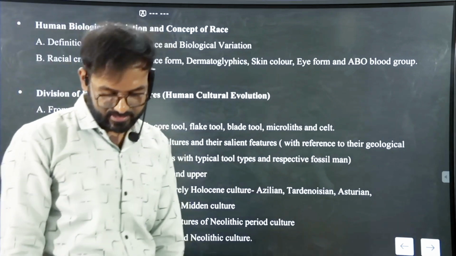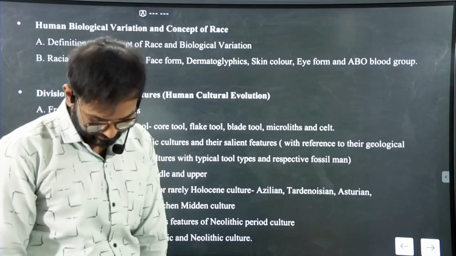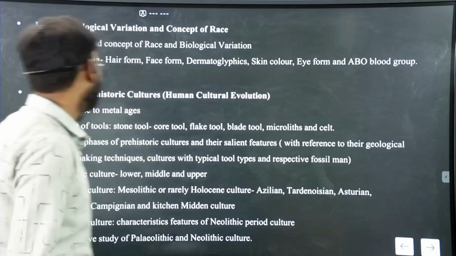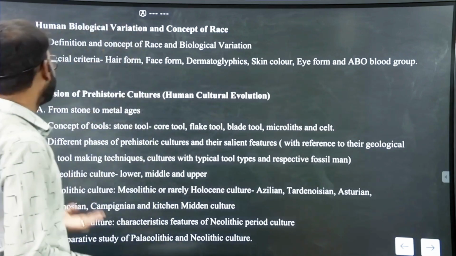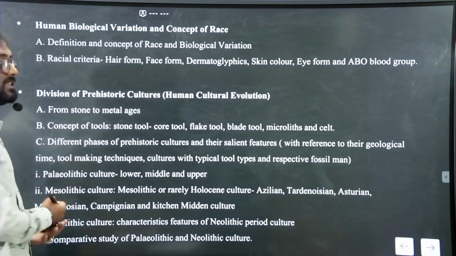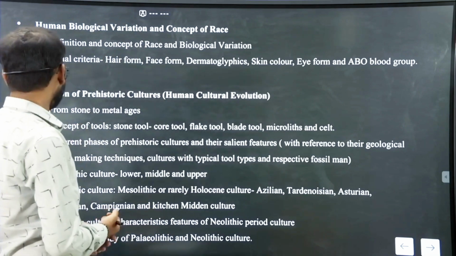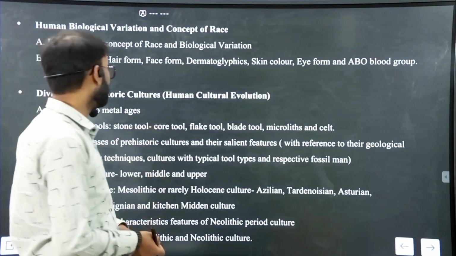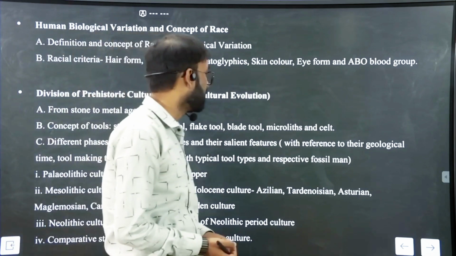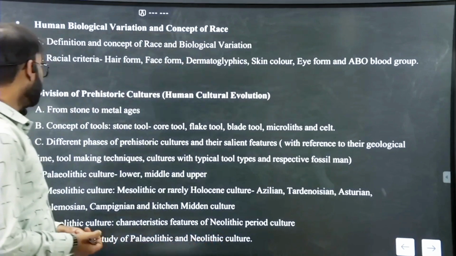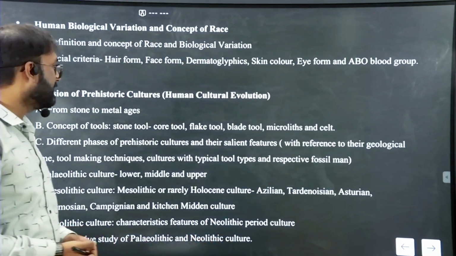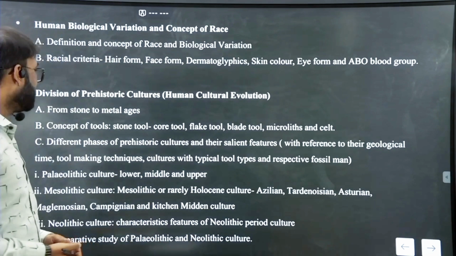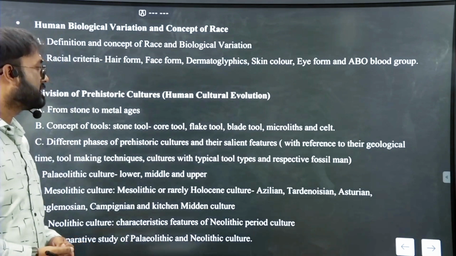What did people use earlier for their food gathering? How was stone used, and then up to the metal ages, how did people come to the metal ages? After that, the concept of tools: what types of tools are there? There are different types of tools: core tool, flake tool, blade tool, microliths and celt. And the different phases of prehistoric cultures and their salient features, with reference to their geological time, tool making techniques, cultures with typical tool types and respective fossil men.